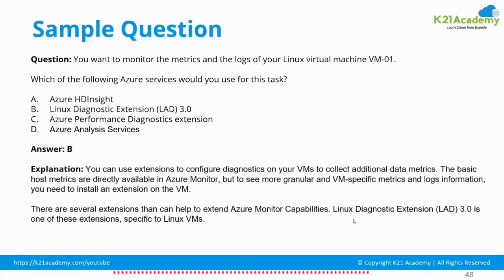The answer is E. You use extensions to configure diagnostics in your VMs to collect additional data metrics. The basic host metrics are directly available in Azure Monitor, but to see more granular and VM-specific metrics and log information, you need to install an extension on the VM. There are several extensions that help to extend Azure Monitor capabilities. Linux Diagnostic Extension LAD 3.0 is one of these extensions, specific to Linux VMs. So that is the reason why option B.